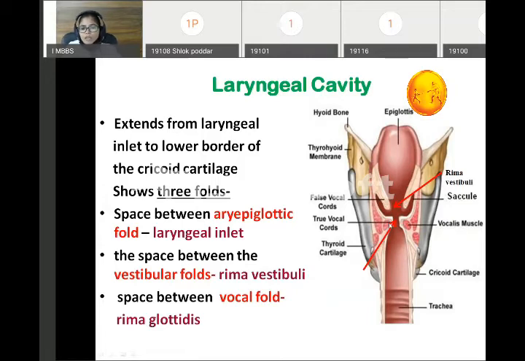Now, the space between the aryepiglottic folds is called the laryngeal inlet. The space between the two vestibular folds is called the rima vestibuli. The space between the vocal folds is called the rima glottidis.